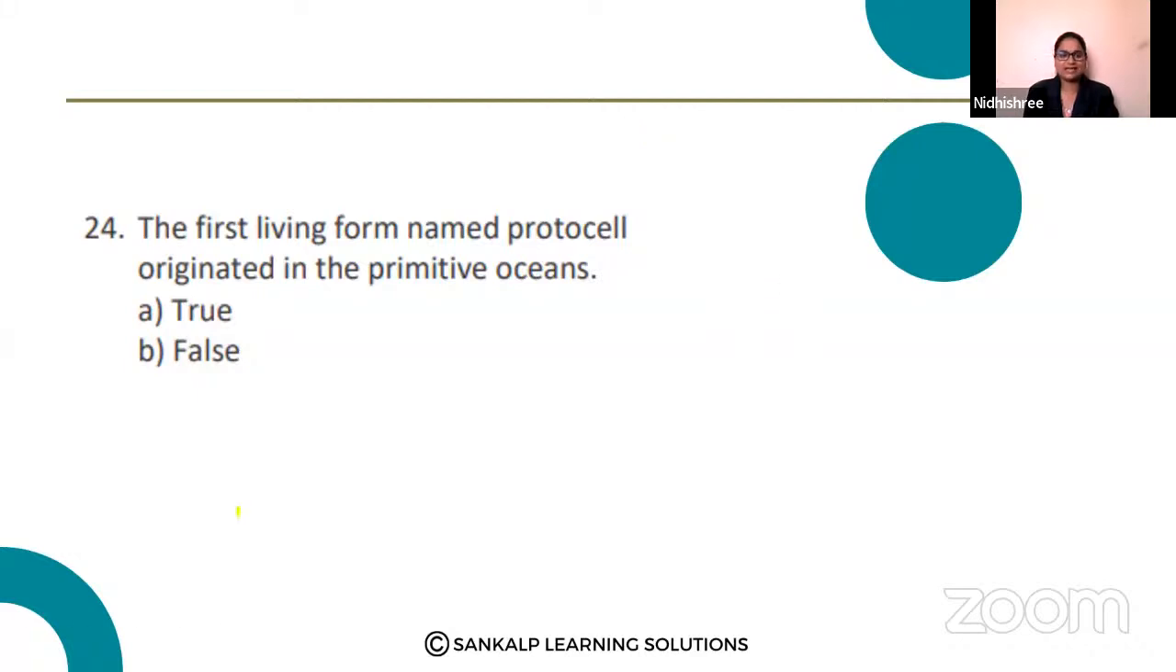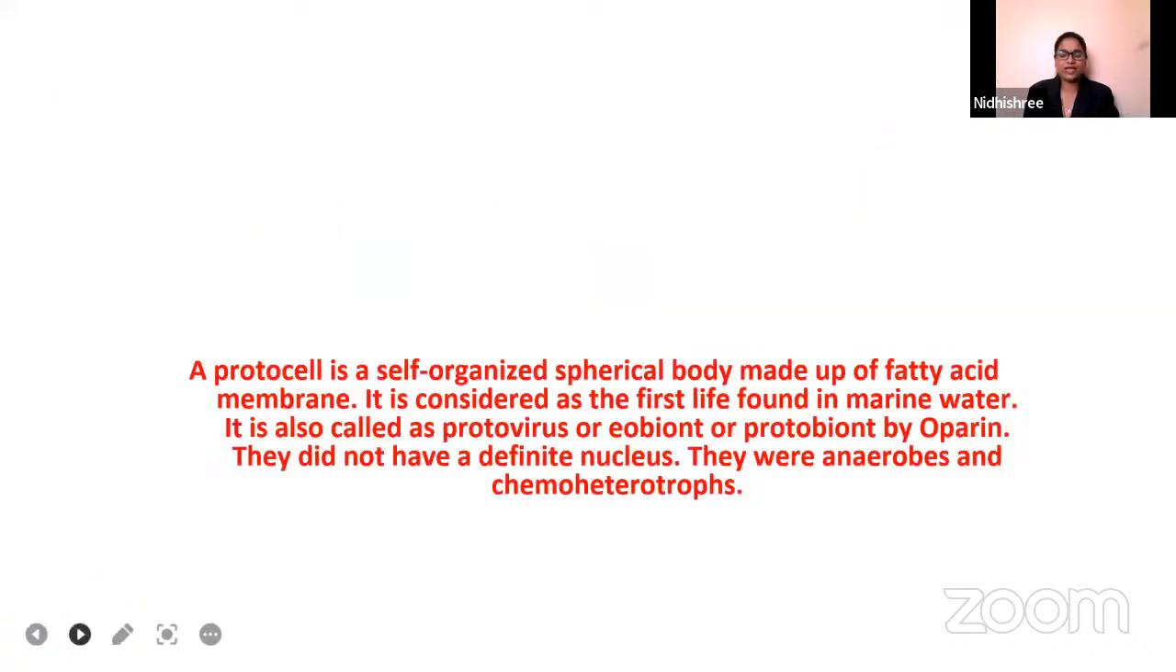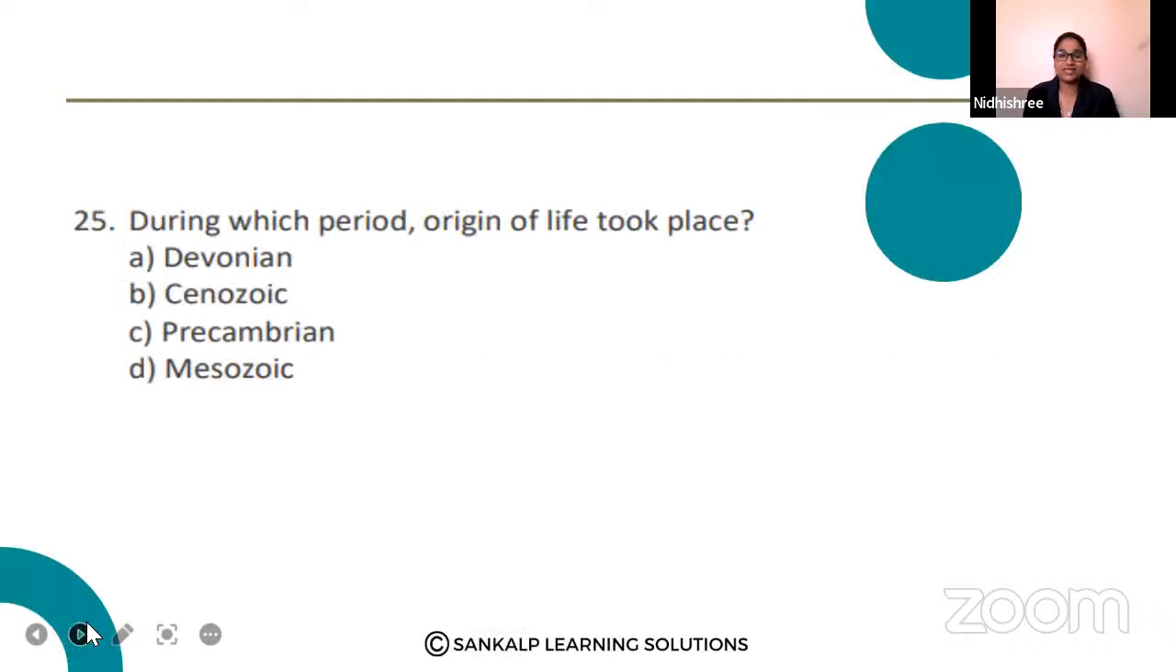Just now we read in a slide, guys. The first cell formed was called a protocell. A protocell is a self-organized spherical body made up of fatty acids. It is considered the first life found in marine water. It is also called protovirus or eobiont or protobiont by Oparin. So option A, it is a true statement. See, very simple question. Most of you answered it wrong.